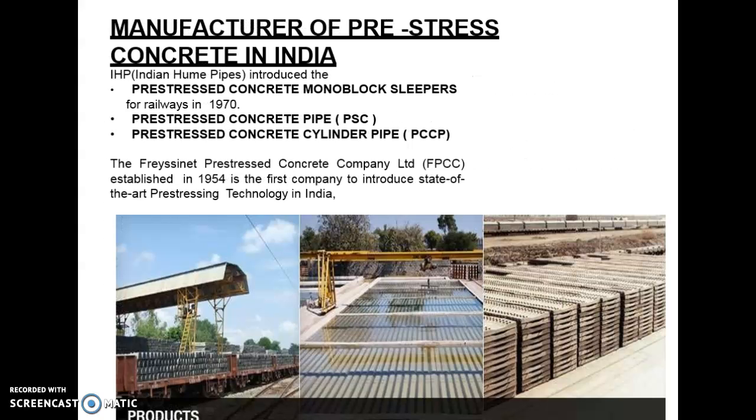Manufacturers of pre-stressed concrete in India. IHP, Indian Hume Pipes, introduced the prestressed concrete monoblock sleepers for railways in the year 1970. Then prestressed concrete pipe and prestressed concrete cylinder pipe were introduced. These are the main introduction about the prestressed concrete structures.